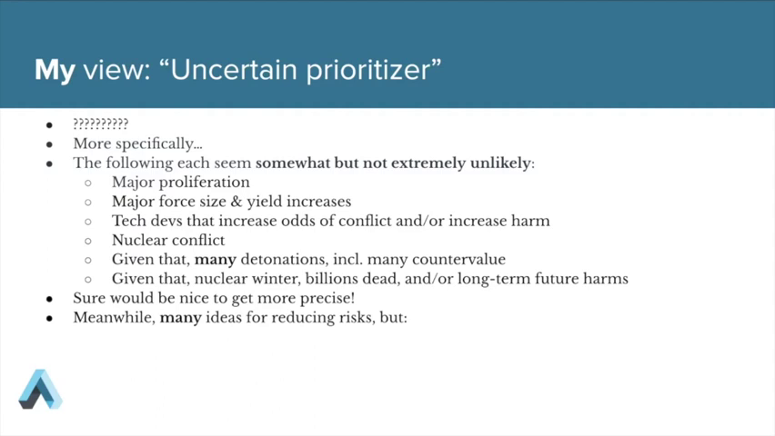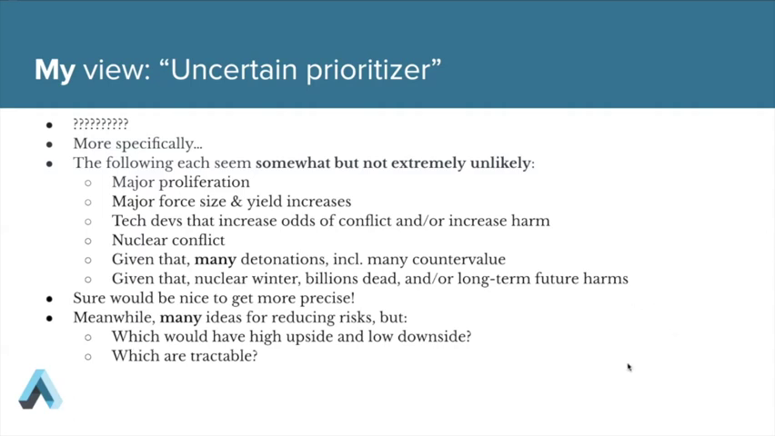Meanwhile, there's many ideas for reducing the risk, for actually changing it, not just prioritizing. But which would have high upside and low downside? A lot of them could backfire, either for nuclear risk or for other issues. Like it might reduce nuclear risk, but also increase the chance of other conflict or harm the strategic position of liberal democracies relative to other countries, which seems bad for some reasons. And also some of them just might not do much, so might have low upside.